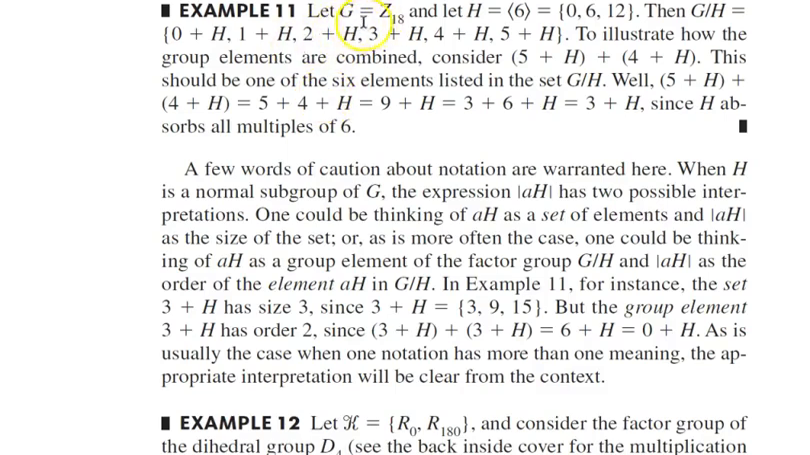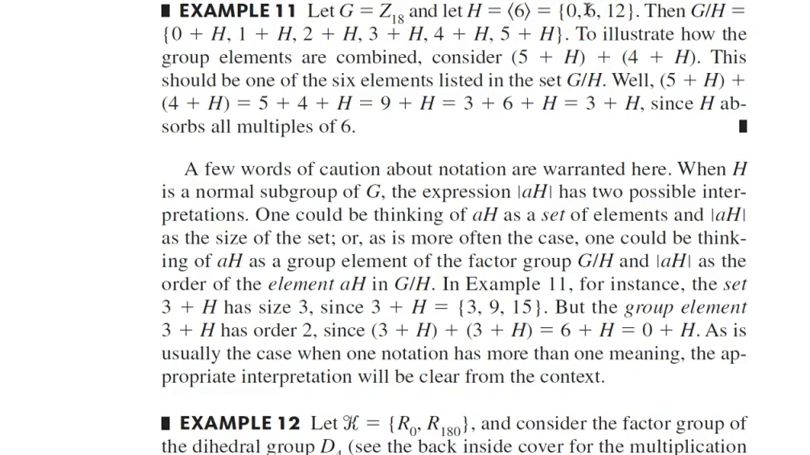Example 11, let G be the group Z18. You know, here the elements are the numbers from 0 to 17, and the operation is addition mod 18. Let H be the cyclic subgroup generated by 6. This is the set of all multiples of 6 in Z18. So 0, 6, and 12. Then the factor group G by H will have how many elements? Each coset has 3 elements. How many cosets? 18 divided by 3.